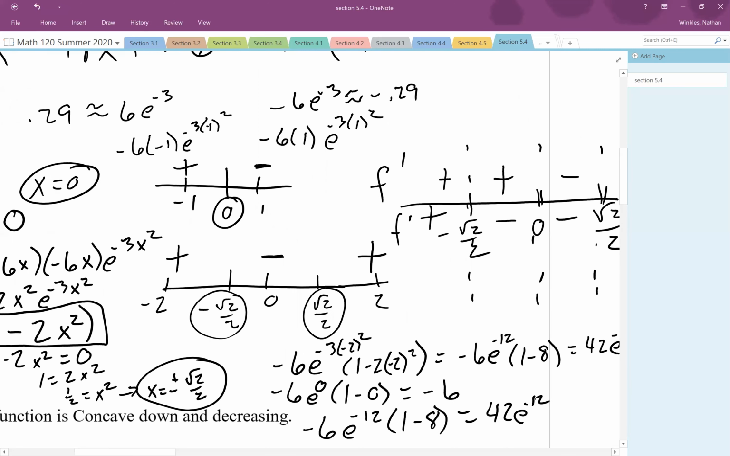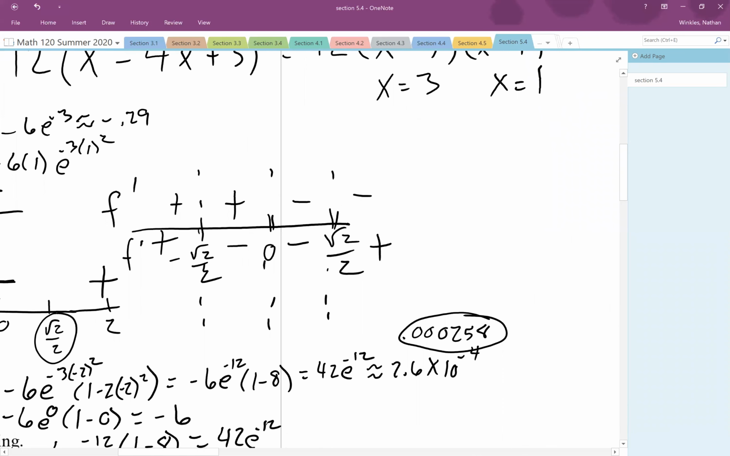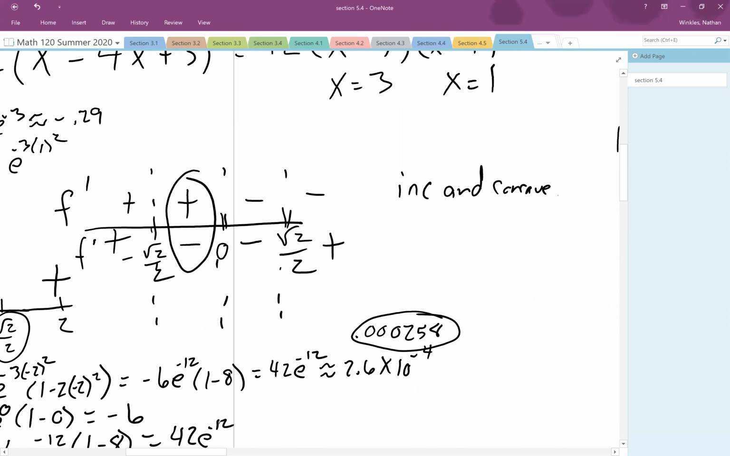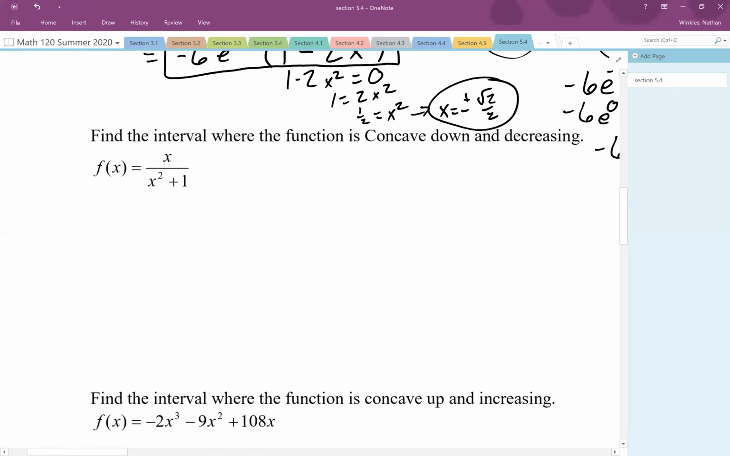So again, we're looking for increasing and concave down. So therefore, our only case is right here. So increasing and concave down occurs for this one, negative root 2 over 2, comma 0. So we can get into some ugly numbers, but it's still the same exact process.